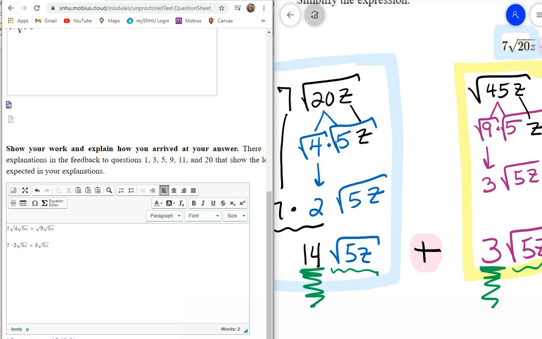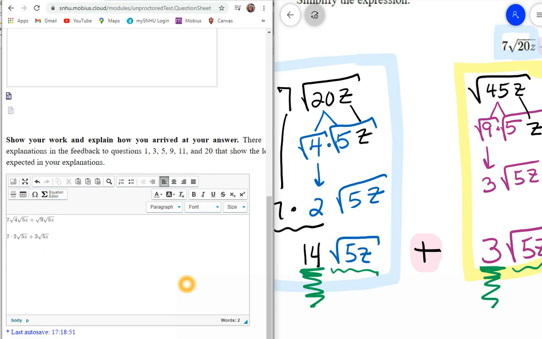It also asks for an explanation, and you can verbally write it out as well if you don't want to mess with the equation editor. You know, just typing what you did. All right, so hopefully that helps you out a little bit.